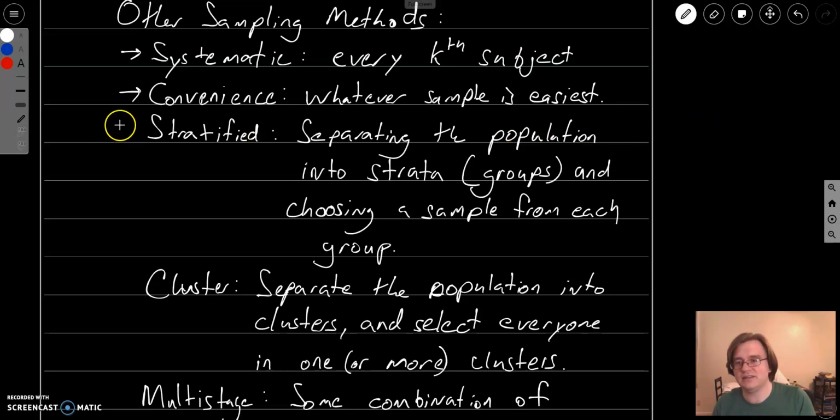A stratified sampling method is when you separate a population into strata, which is just a fancy word for different groups, different clusters, and you choose a sample from each group. One example of this, maybe you want to study a medicine, and you want to be careful because sometimes some medicines will affect men and women differently. So maybe you'll select a random sample of men and a random sample of women. The two strata in here would be men and women, and you would just choose a sample from each group.